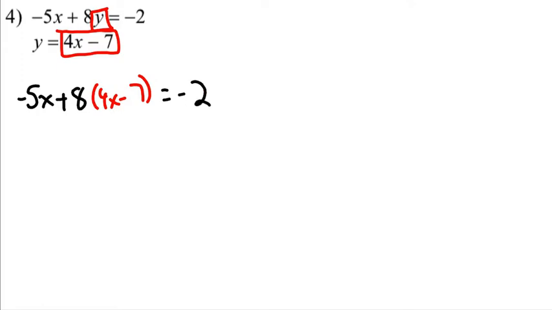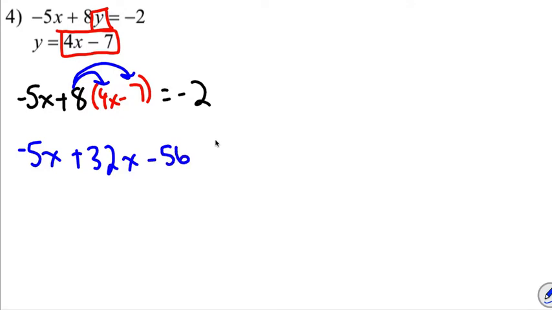So equals negative 2. Now we're going to do the distributive property. So negative 5x, take your 8 and distribute that through. 8 times 4x is plus 32x, let me get rid of that, 32x. And 8 times negative 7 is negative 56. Bring down the rest of the equation here, equals negative 2.